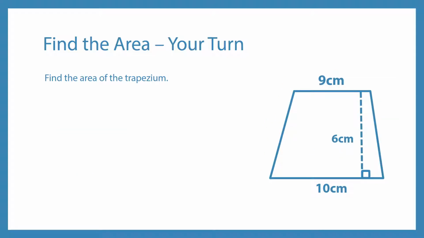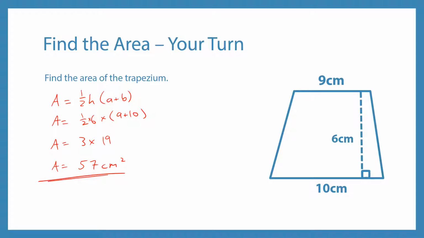Can you find the area of this trapezium? Area of a trapezium is half height times a plus b. So we get a half of 6 times 9 plus 10, which equals 3 times 19, which equals 57 square centimeters.